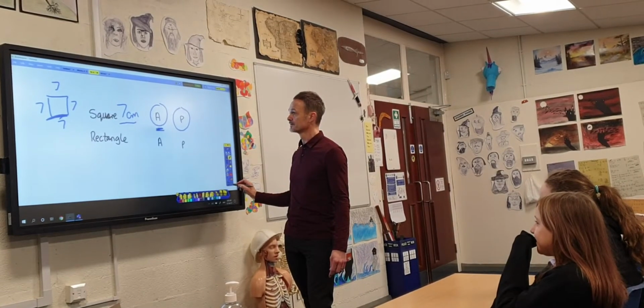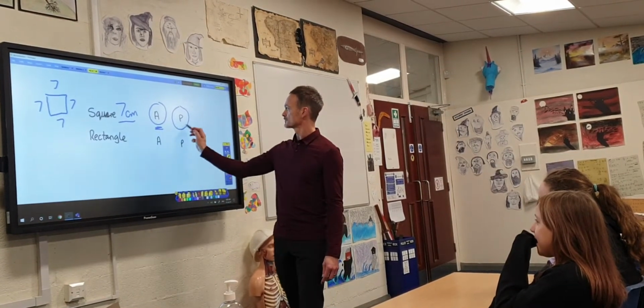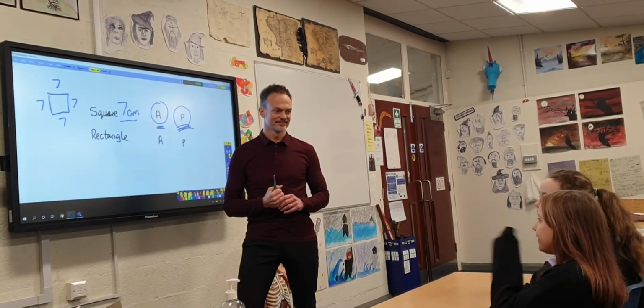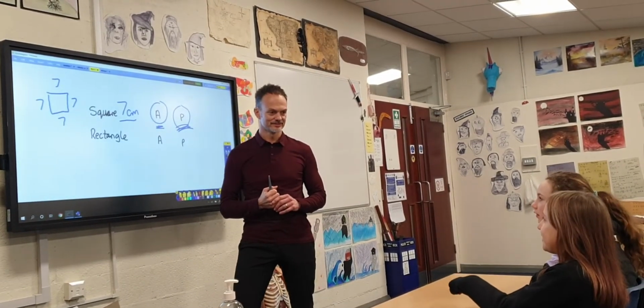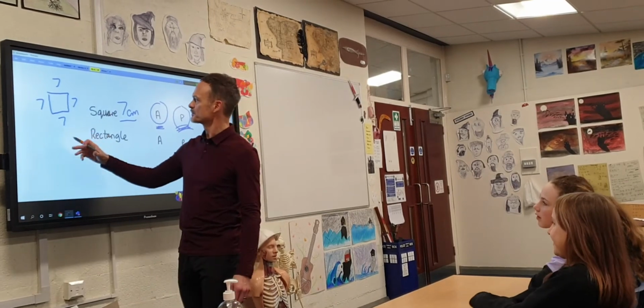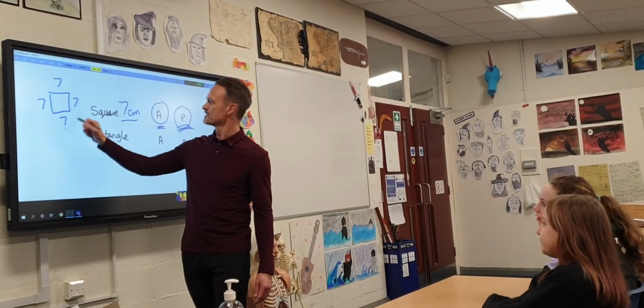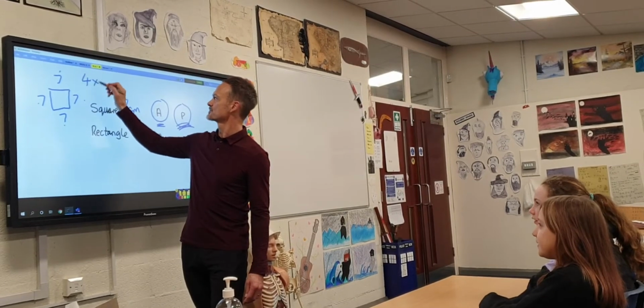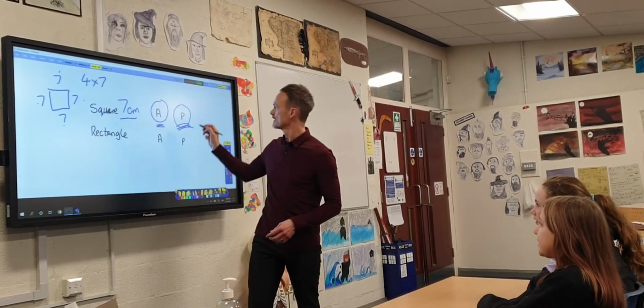Izzy! Perimeter. How do we calculate perimeter on a square? Yeah, add what? All of them. Which numbers? 7. All the 7s. Well, we can add it if we want, or we can do 4 lots of 7. We've got 7, 7, 7, 7. You can add it, or you can do 4 times 7, which is surely quicker. Izzy, what's that? 28.